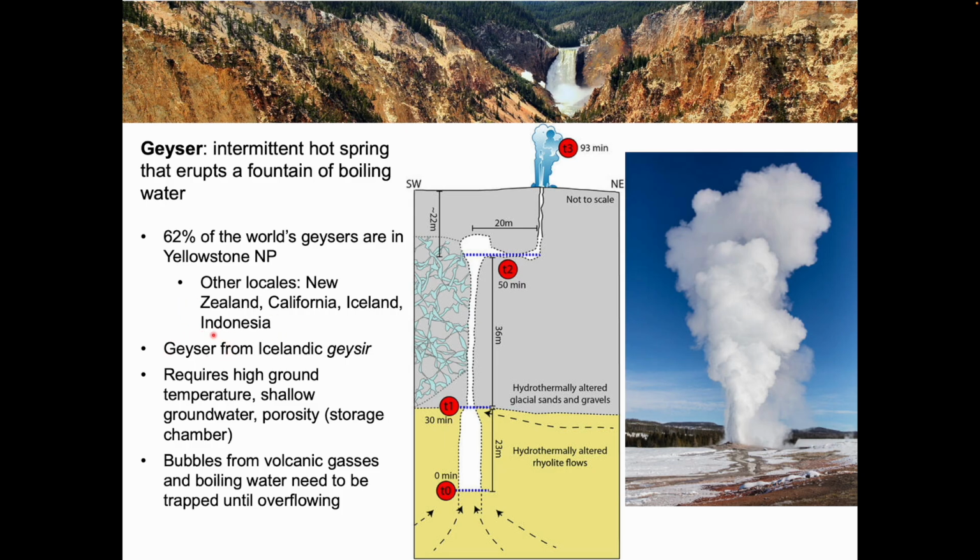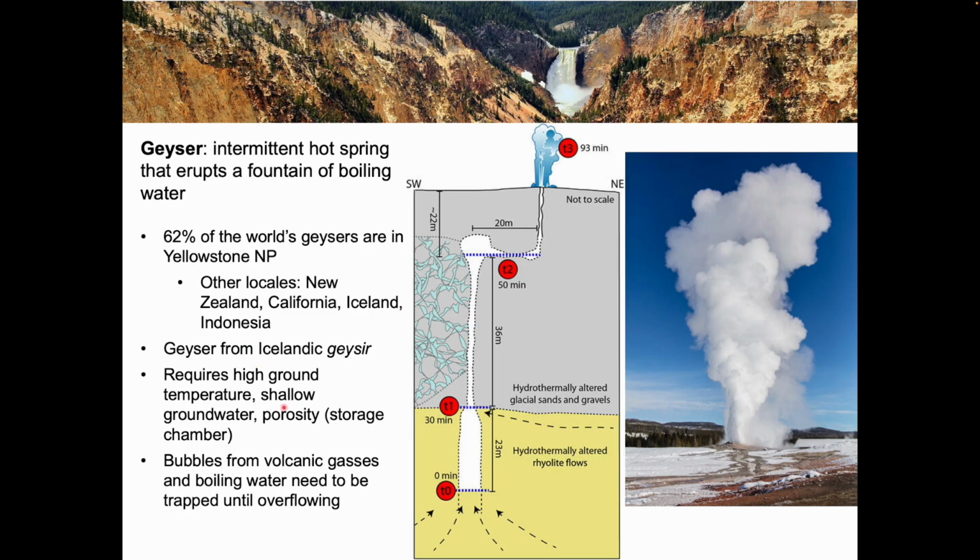The word geyser actually comes from the Icelandic word geysir. There is a geysir. A friend of mine went there. It's in Iceland. You can go see it. It is what's called the holotype of the geyser. It is the place where the term geyser originated and where it's defined from.